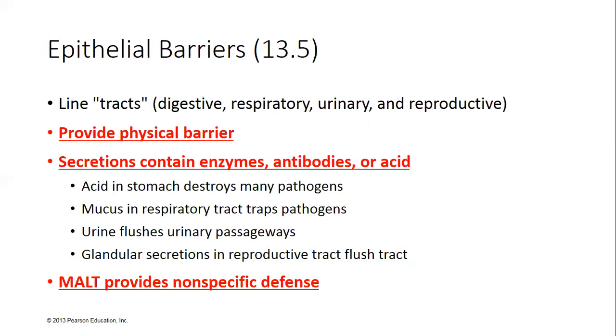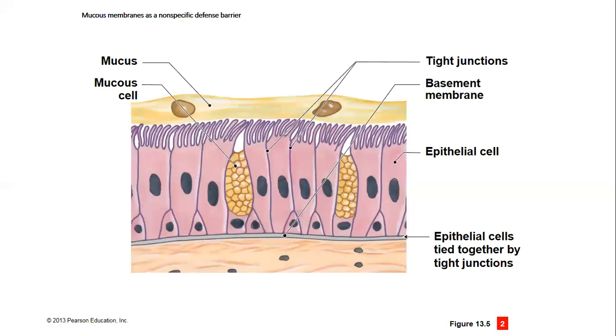And then we talked about mucosal associated lymphoid tissue that's there as a line of defense in certain tracts, like the digestive tract we talked about specifically, that provides non-specific defense. So there's a mucus cell that produces mucus, and there's mucus along the respiratory tract trapping pathogens.